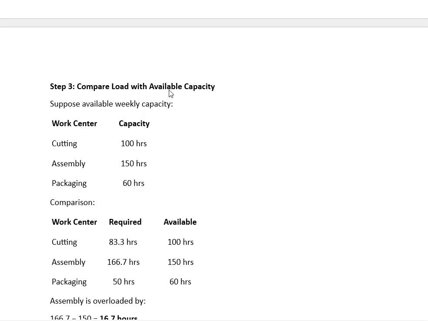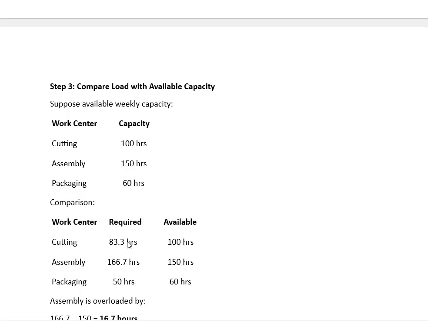Step 3 is compare load with available capacity. Suppose the available weekly capacity for work center cutting is 100 hours. For assembly it is 150 hours. For packaging it is 60 hours. So let's do the comparison between required and available.